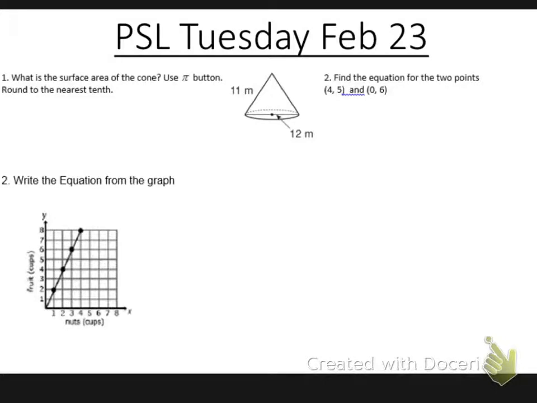This is the PSL for Tuesday, February 23rd. Number 1 asks us to find the surface area of the cone using the pi button, round to the nearest tenth.